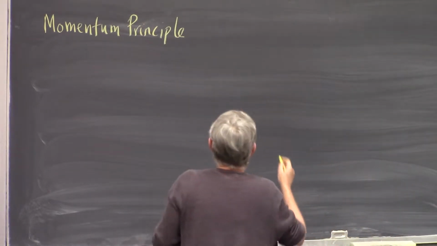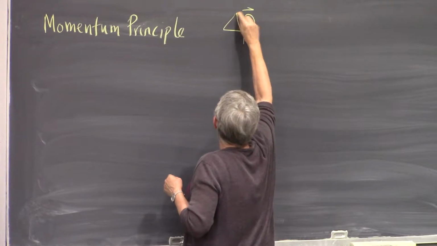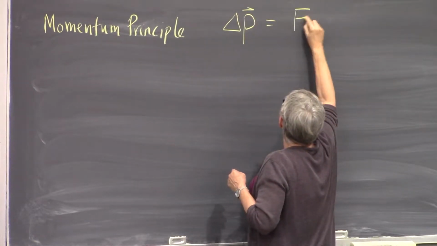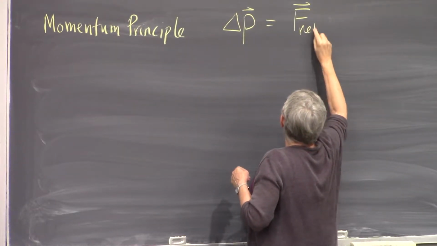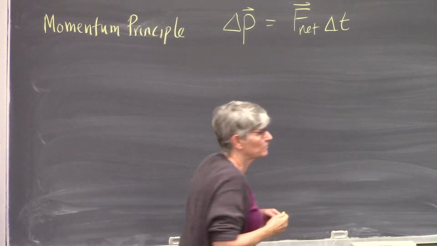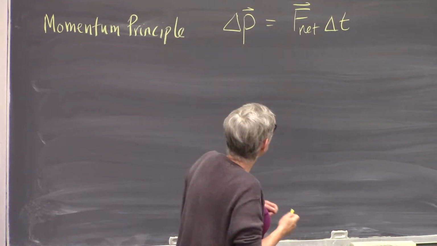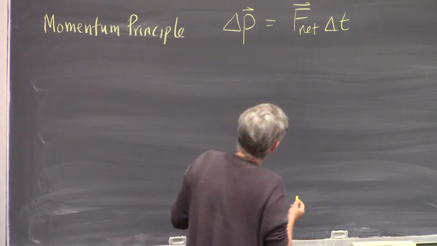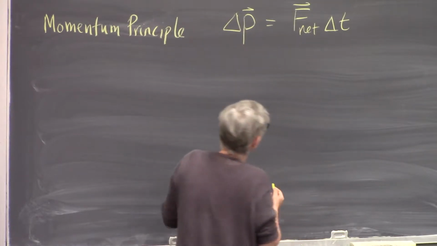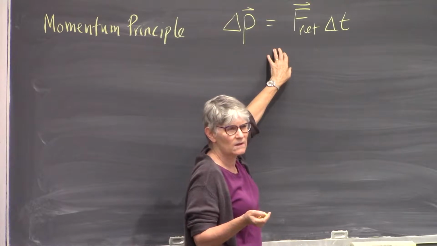Okay, so we can write it. One way to write it is the change in momentum of a system is equal to F net delta t. Delta p equals I. So delta p equals impulse. Okay, so this is the impulse.